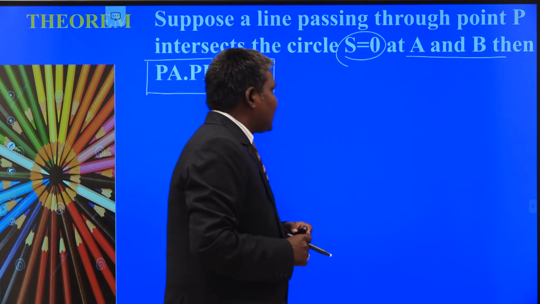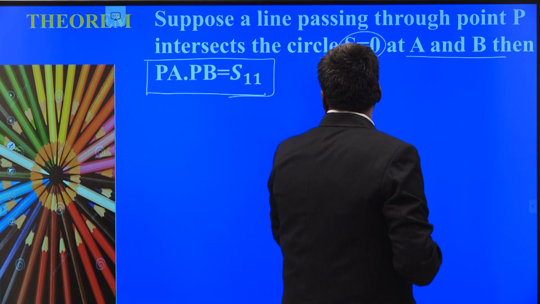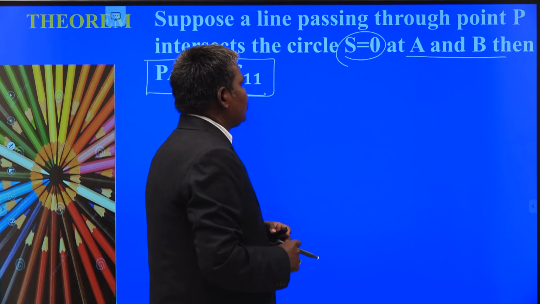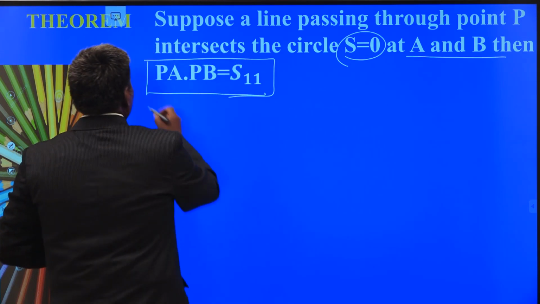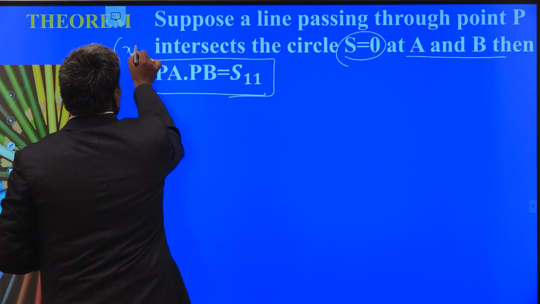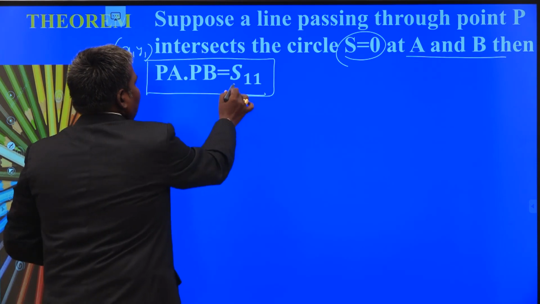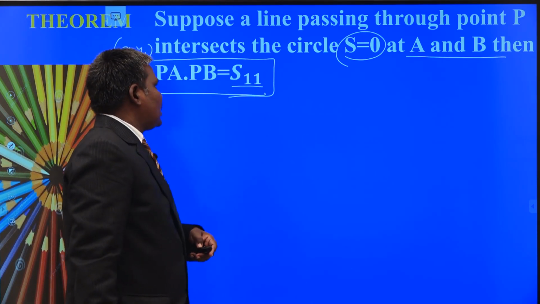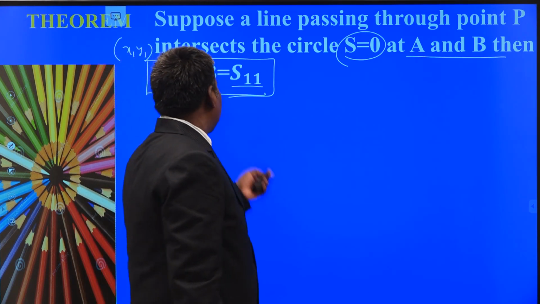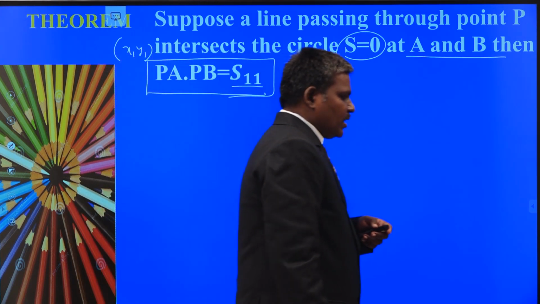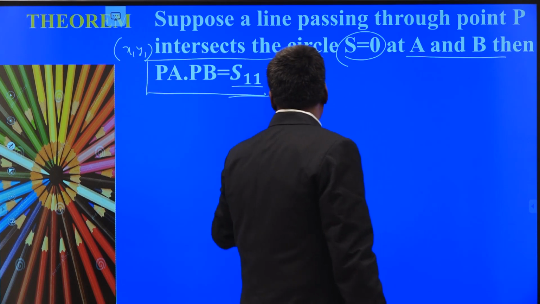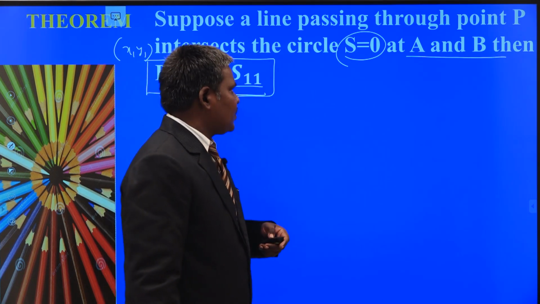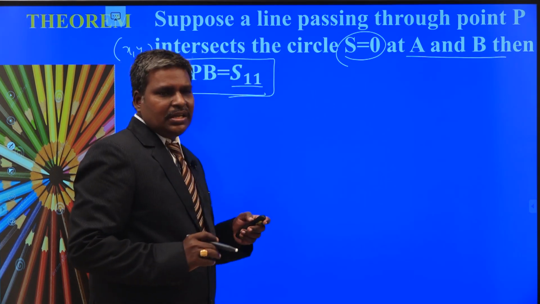Suppose a line passing through your point P intersects the circle S equals 0 at A and B. Suppose your point is x1, y1. Then only we obtain S11. So the point coordinates are x1, y1, and the line intersects at A and B. Then what you have to prove? PA times PB is equal to S11. How to get this? Let us see through the diagram.